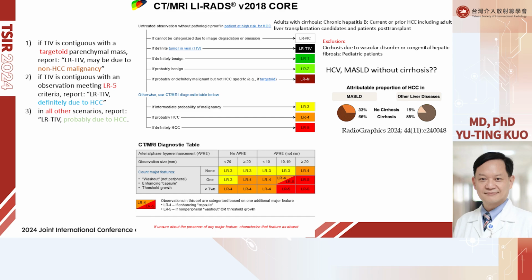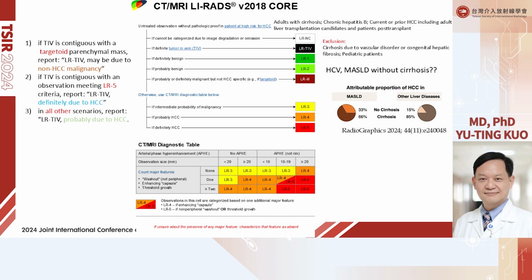like LR-TIV due to non-HCC malignancy or due to HCC, but there are some limitations in using LI-RADS. For example, if a patient has HCV without cirrhosis, can we use LI-RADS? The answer is no at the moment. How about fatty liver disease? We already know that a lot of fatty liver disease, about 1/3, can develop HCC without cirrhosis. But nowadays, we're still not able to use LI-RADS for fatty liver disease.